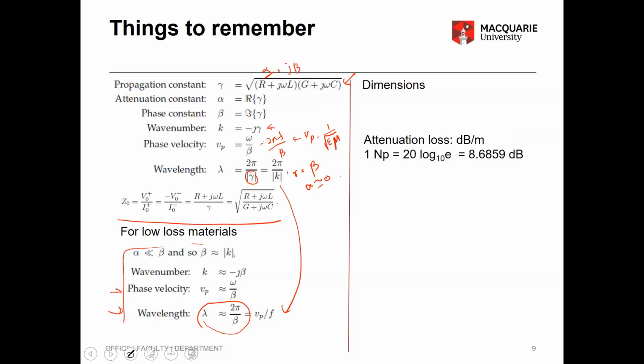The phase velocity. When you're quite low loss, your alpha is very small compared to beta. So beta dominates, and the wave number k, or gamma actually, is mostly dominated by beta because alpha is too small, close to zero, and your gamma becomes j beta. Now wave number k is pretty much minus j gamma, which means minus j times j beta. That gives you k equals beta.